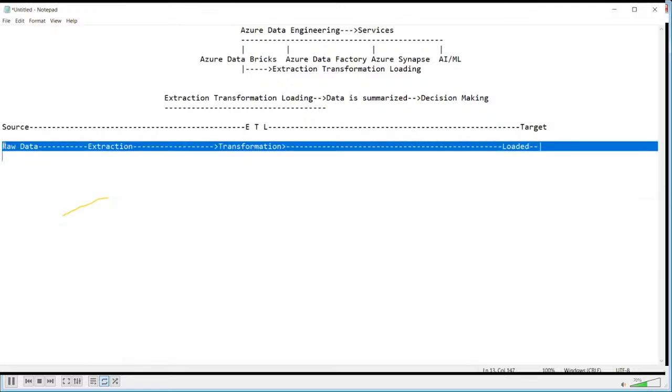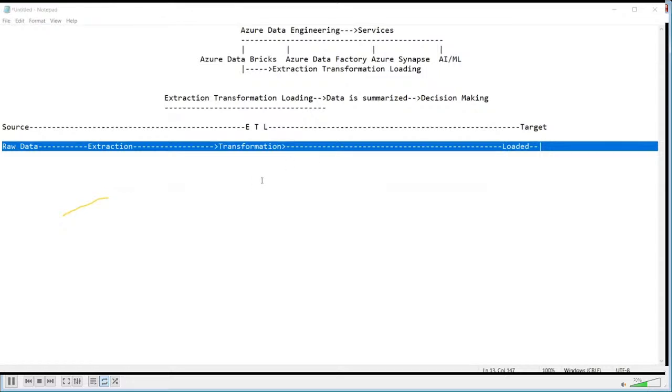Extraction, transformation, and loading. That's it, guys. Nothing else. There is no technicality, nothing where you need to worry about how the things will move on. You need not worry about this. Simply, extraction, transformation, and loading is the process.